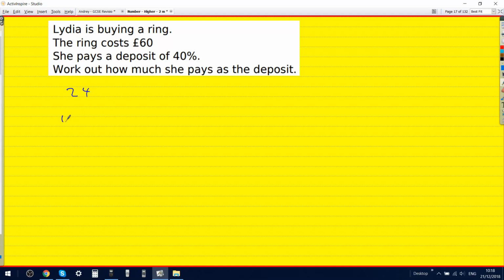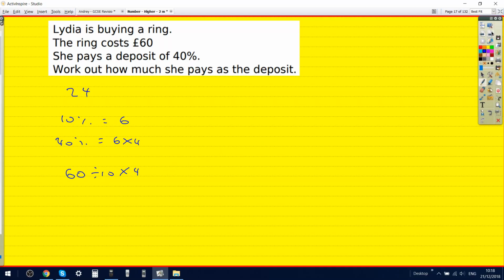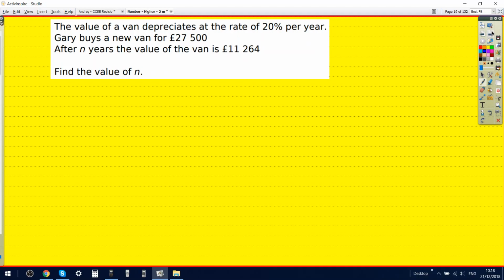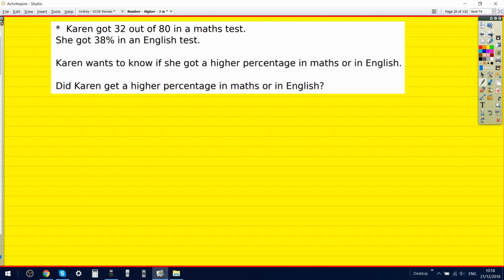And another way might be to say like 10% equals £6, and so 40% is 6 times 4. Or in a different way, it would be 60 divided by 10 times by 4. So many different ways. So that won't give you any trouble. That one we did. How do we do this one?